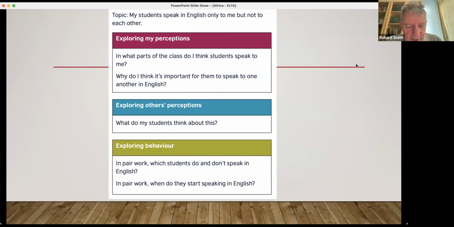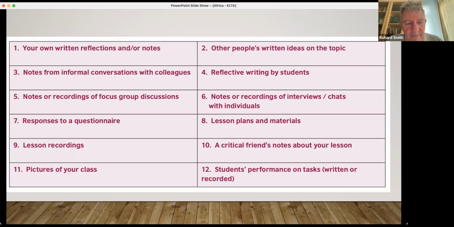Last one, in pair work, which students do and don't speak in English? Let's answer that one, because maybe not all of the students do. So which students do or don't speak in English? How could we answer that? Just write the number. Which students do or don't speak in English? How can we answer that question? Can some of you write the answer?